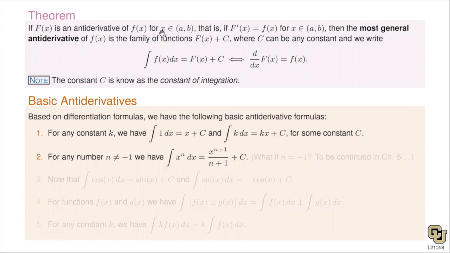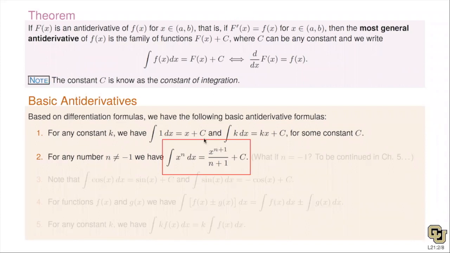Okay, so for any number n not equal to -1, and I'll talk about that in a second, we have the following anti-differentiation rule, that the antiderivative of x to the n is equal to x to the n plus 1 divided by n plus 1 plus c. So let's verify that this is true.